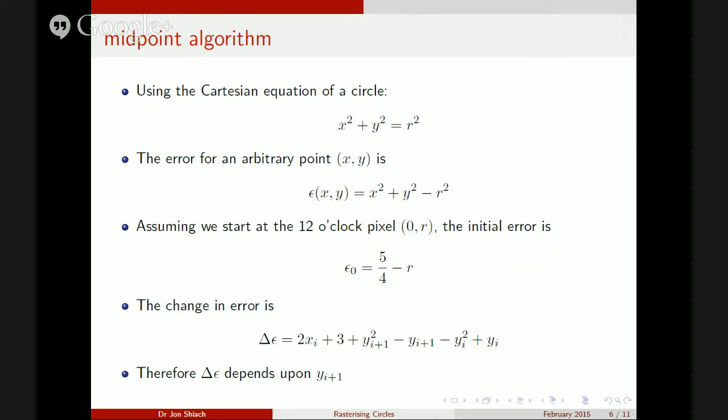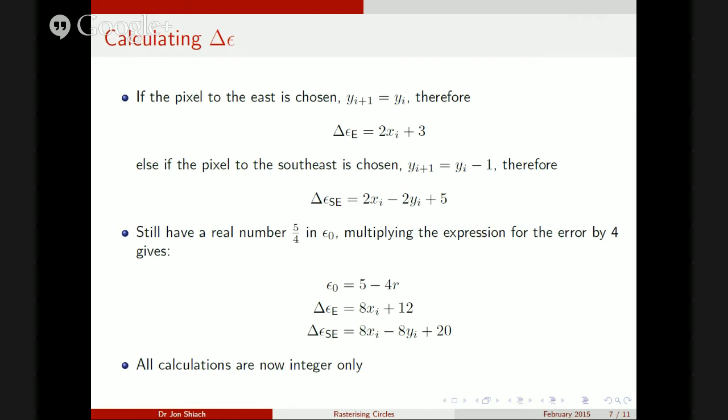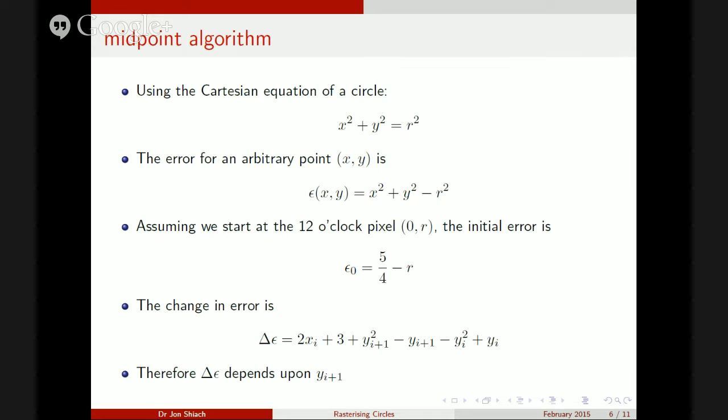If we go back quickly to the slides, that's where this came from, and we derive that change in error. Then you choose whether you go to the east or the southeast, and that gives you your change in errors. The problem we have is, if I go back a slide, 5/4 is not an integer. It's not a whole number.